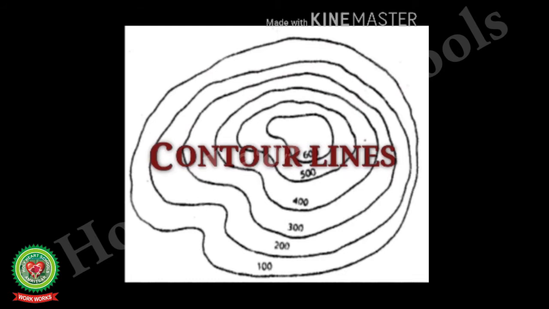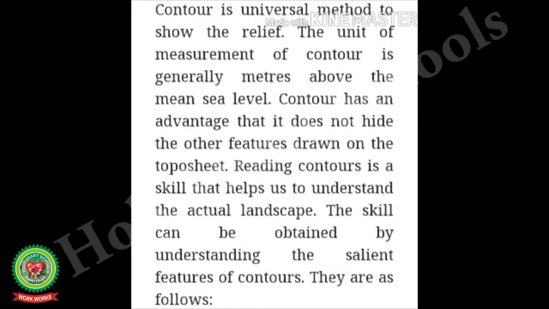Contour is an imaginary line which joins the points or places having the same height above the mean sea level. In other words, a contour is a line of constant height above the mean sea level. The contours are drawn on the basis of actual survey done in the field. Students, contour is a universal method to show the relief. The unit of measurement of contour is generally meters above the mean sea level.